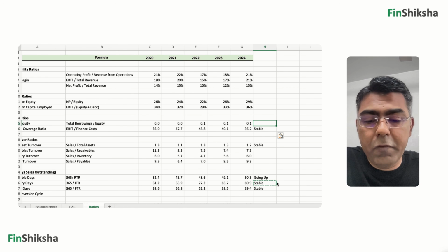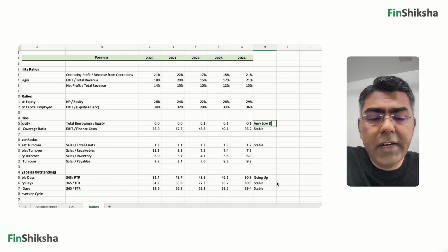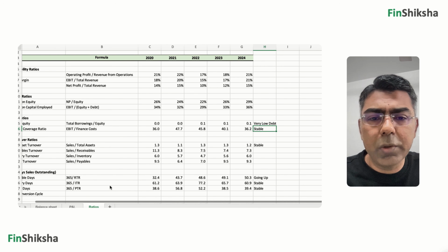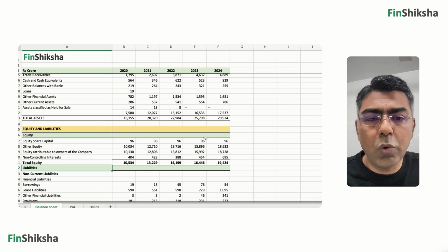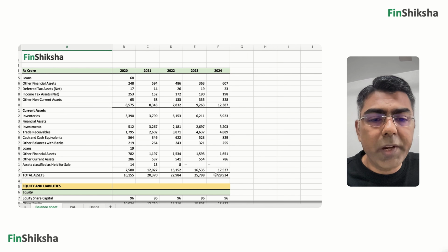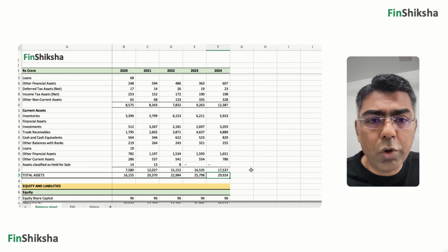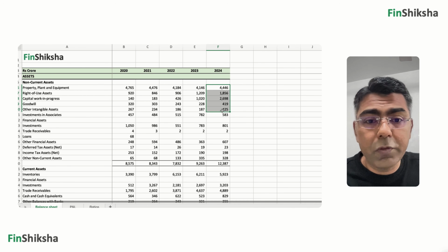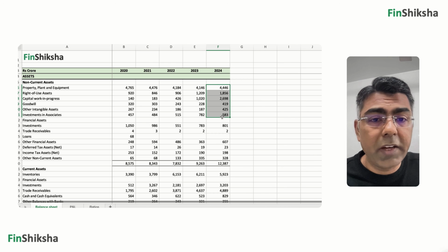Very low debt. So this doesn't look like a very capital intensive business, right? If you go to the balance sheet and look at overall asset size, that's at this point of time about 29,924 crore. But if you look at fixed assets, that's the sum of some of these elements, pure fixed asset data is about 10,000 crore.